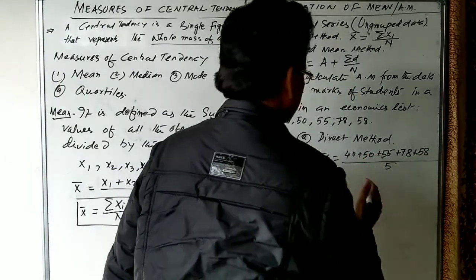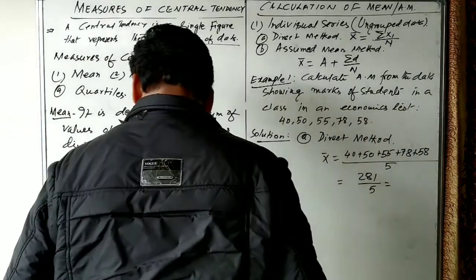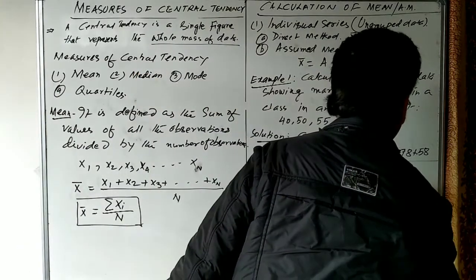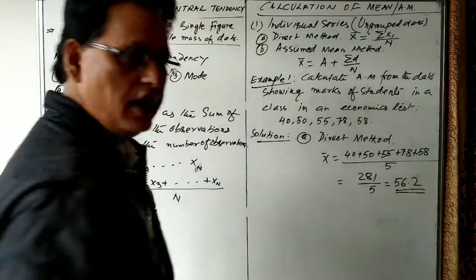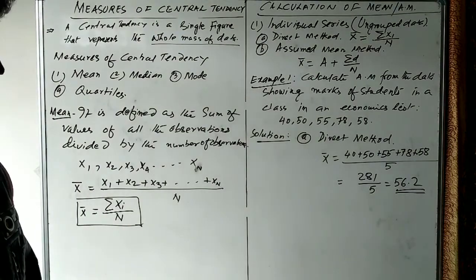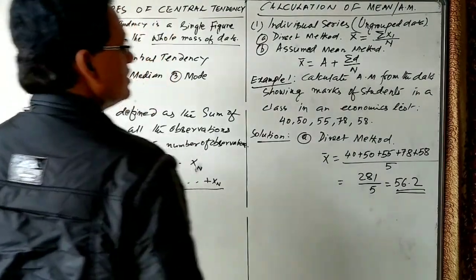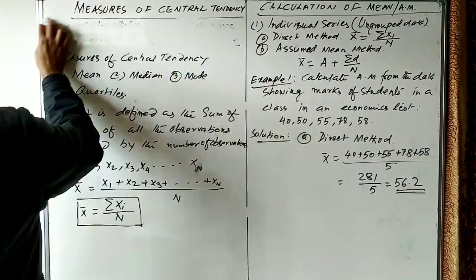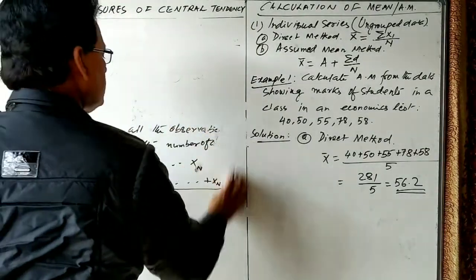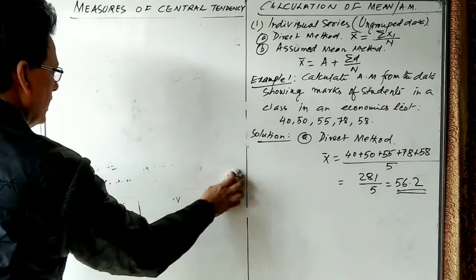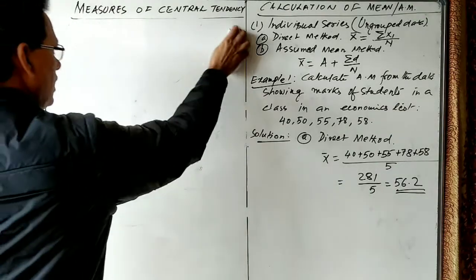Here, if you add, it comes to 281 divided by 5, and this is 56.2. So 56.2 is the average marks obtained by the students. So this is the direct method. Next one is the assumed mean method. In the assumed mean method, we have to assume one value from the observations.